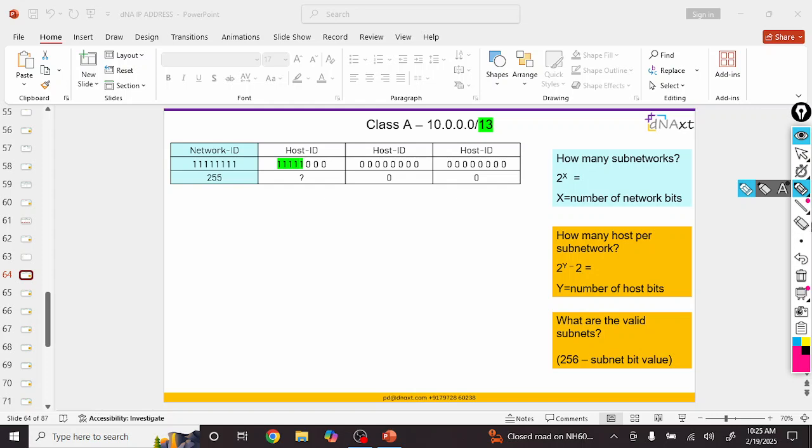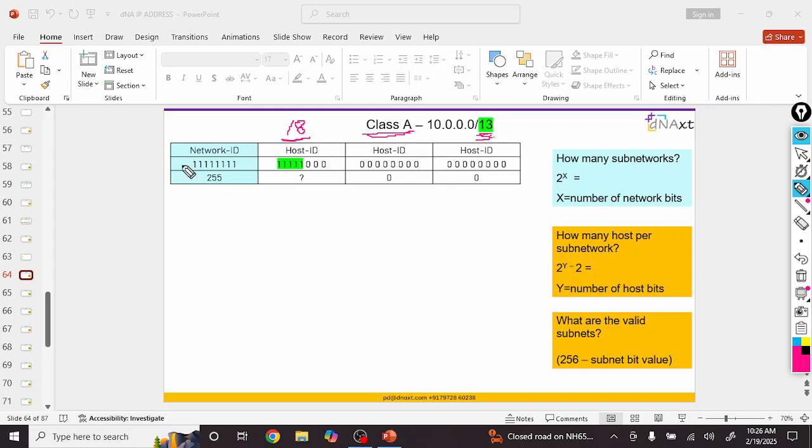Slash 13 signifies that 13 bits are assigned to your network, or 13 bits are the network bits. For class A, slash 8 is the default CIDR value, so 8 bits are network bits for class A. But we have made them 13. So what we have done is borrow 5 bits from the host portion to make it slash 13. These 5 bits highlighted in green are the subnetwork bits, or subnet bits.